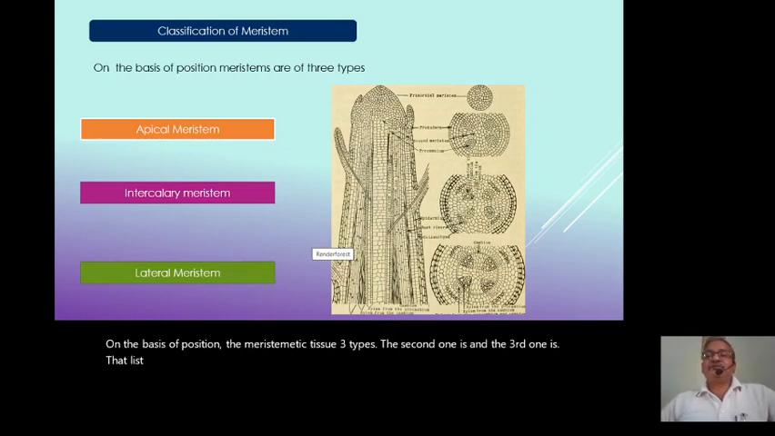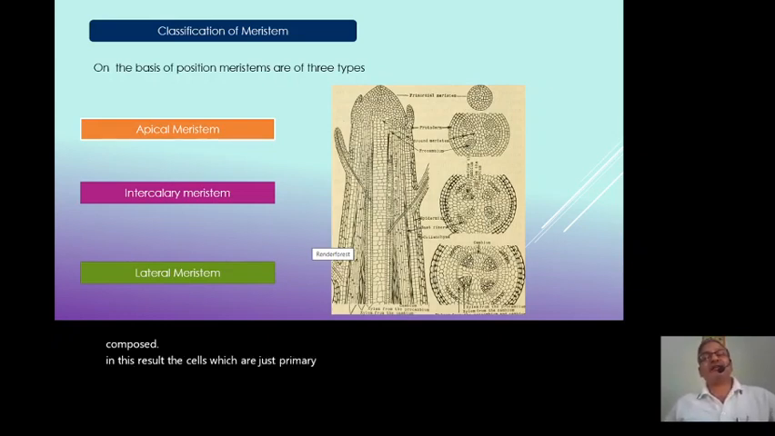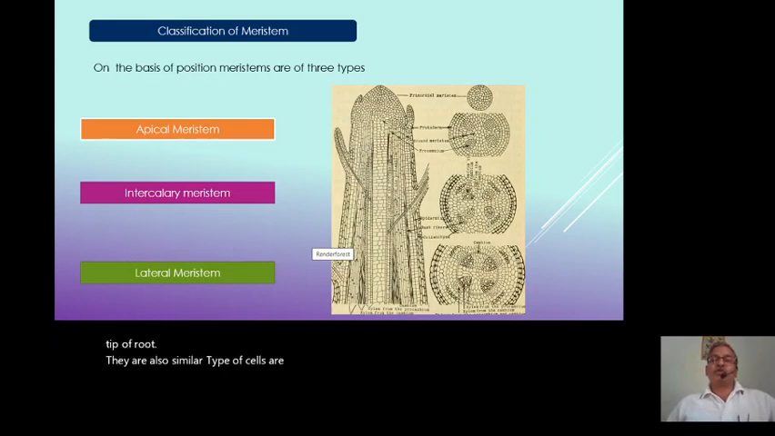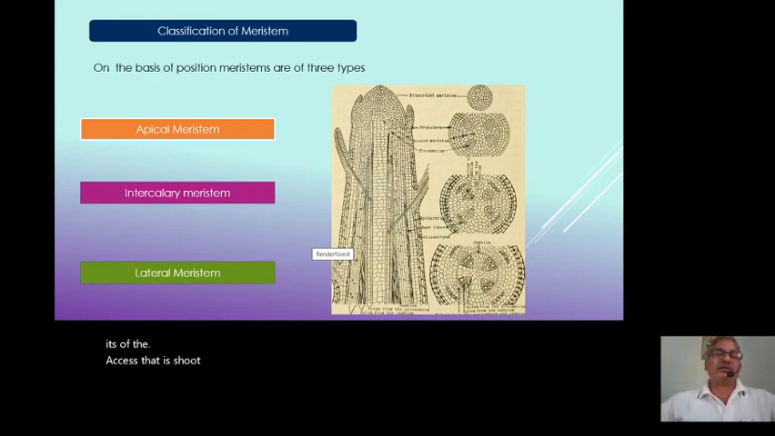In this diagram, you are seeing that this is an apical tissue, that is the apex of the plant body. In Marathi we call it ankur. In this region, the cells which are denoted are just primary cells. They are located at the apex of the shoot. Similarly, at the tip of the root, similar types of cells are located. So those meristematic cells which are located at the apex of the axis, that is shoot and root, are called apical meristems.